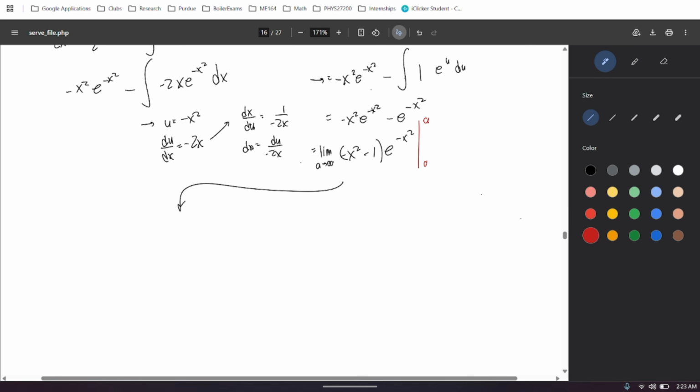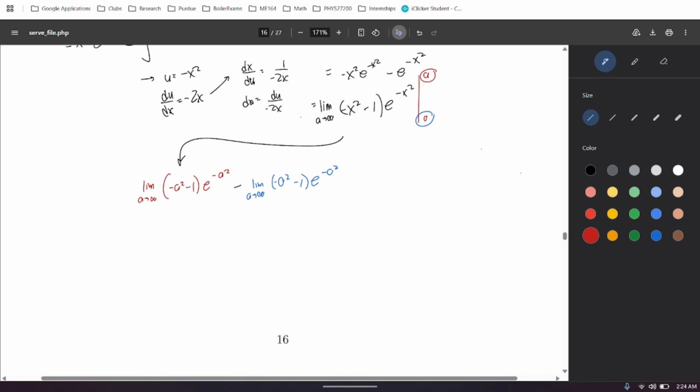I'll highlight the evaluation at a in red and the evaluation at 0 in blue. So this would be the limit as a approaches infinity of negative a squared minus 1 e to the negative a squared, minus the limit as a approaches infinity of negative 0 squared minus 1 multiplied by e to the negative 0 squared.